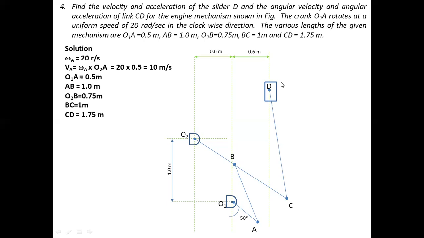Okay, and the question is we have to determine the velocity and acceleration of slider D, and the angular velocity and angular acceleration of link CD. So for the output link, we have to find the angular velocity and angular acceleration. At the same time, we have to determine velocity and acceleration for slider D. Now, first we'll discuss how to plot this mechanism, and then we'll solve at velocity and acceleration level.